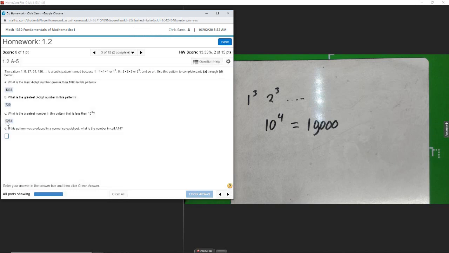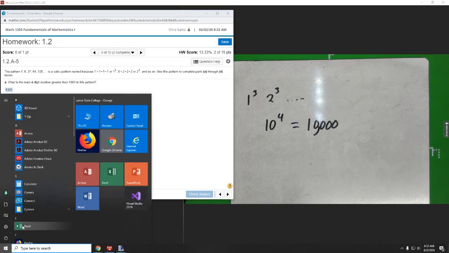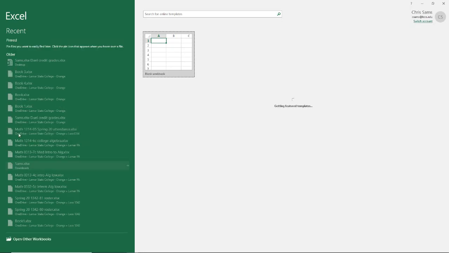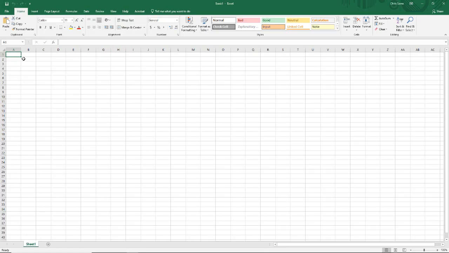All right, and then D, if this pattern was produced in a normal spreadsheet, what is the number in cell A14? Okay, so if we did an Excel spreadsheet, I'll just pull up Excel so you can see. Excel goes in order, counts 1, 2, 3, 4 in a row. So our first one would be 1. And basically we want to know the 14th number. So this is A and this is 14. You see how it says A14 because I clicked that cell. If I click another one, it says A11. So basically they want to know the 14th number.